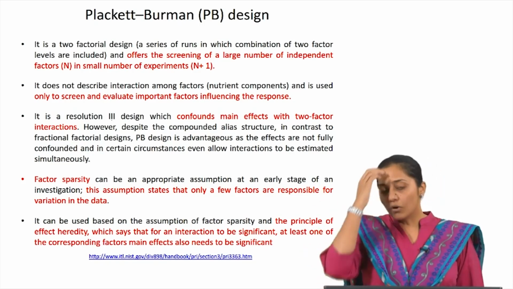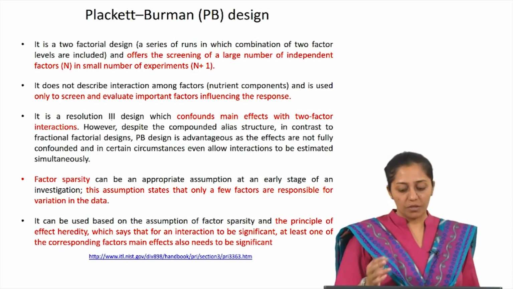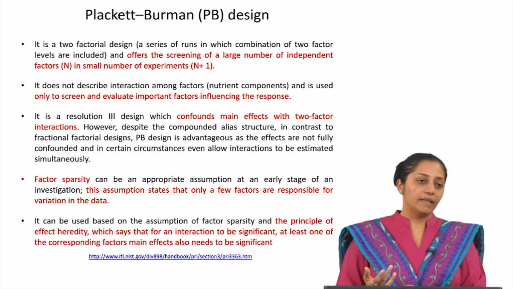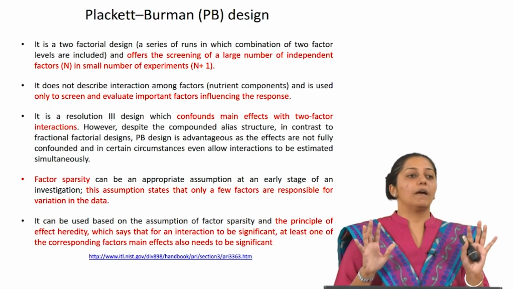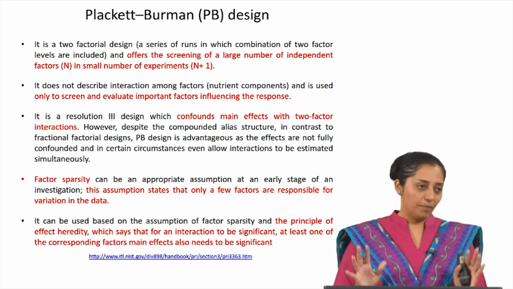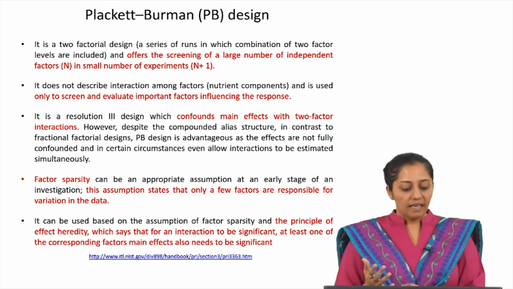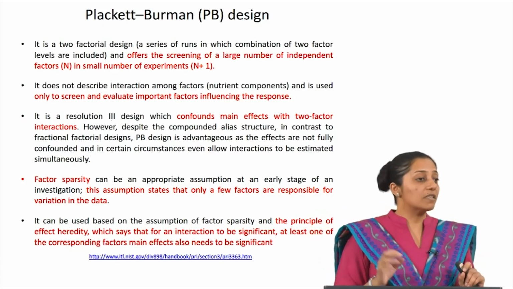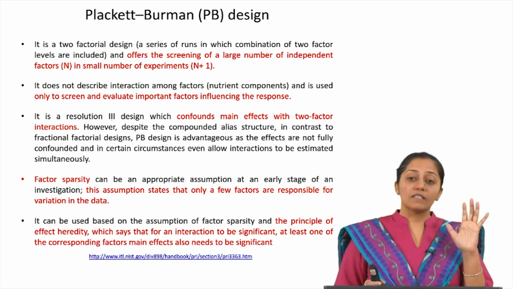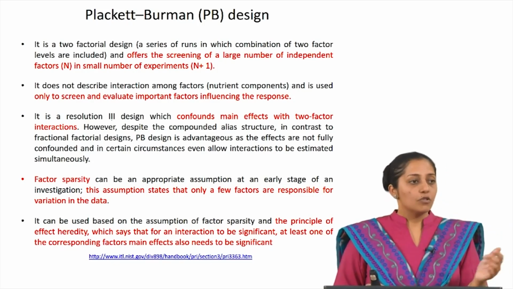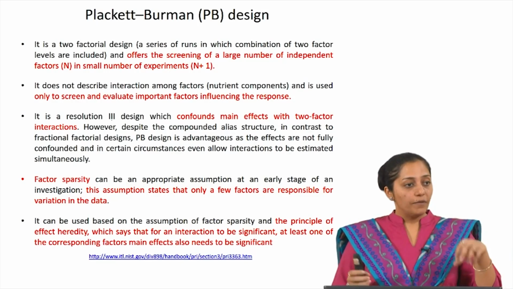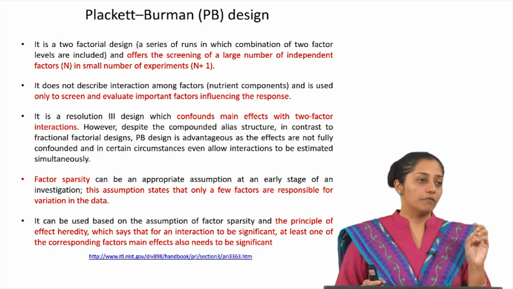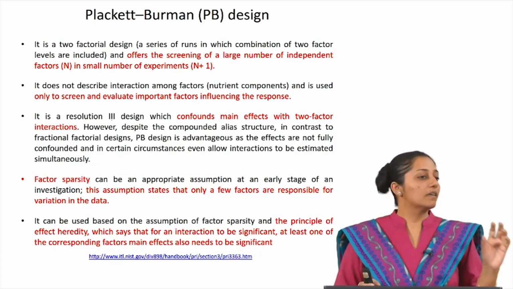So, according to Plackett-Burman, it works on two assumptions. One is called factor sparsity and the other is called effect heredity. Factor sparsity means the factors which you have chosen, it assumes that they are independent parameters. The second is that for any interaction to be significant on the response, at least one of the main factors should be significant, isn't it? So, based on this, it fits the response and the factor values in a linear model, which means taking into account only the main effects.